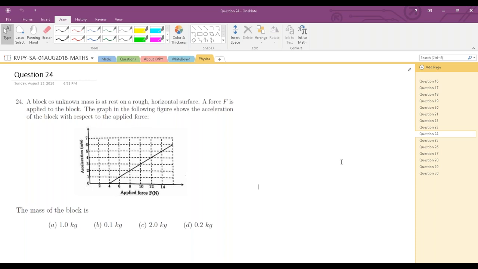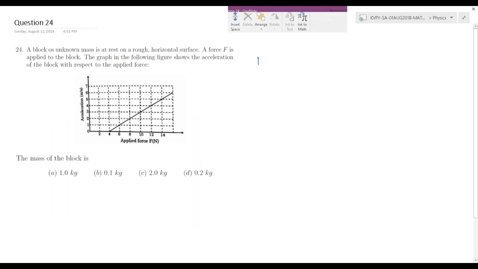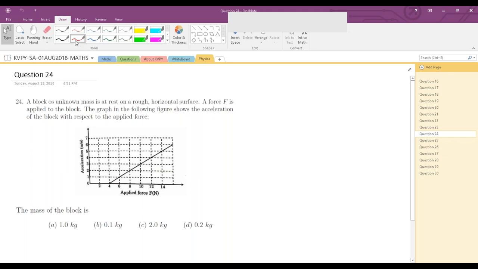From Newton's second law of motion, what we can say, okay, so let's see. Just a minute, let me use a different color as we are using throughout this session.